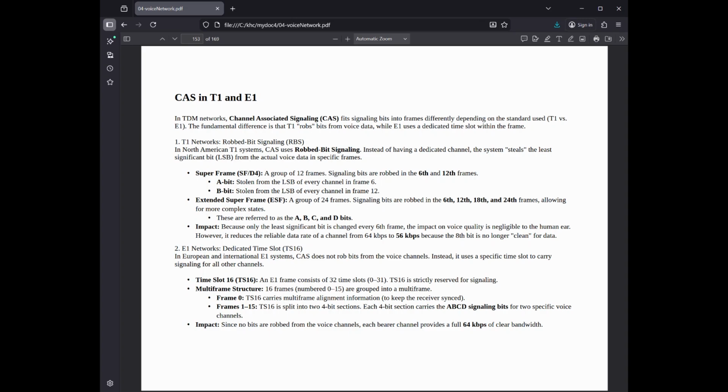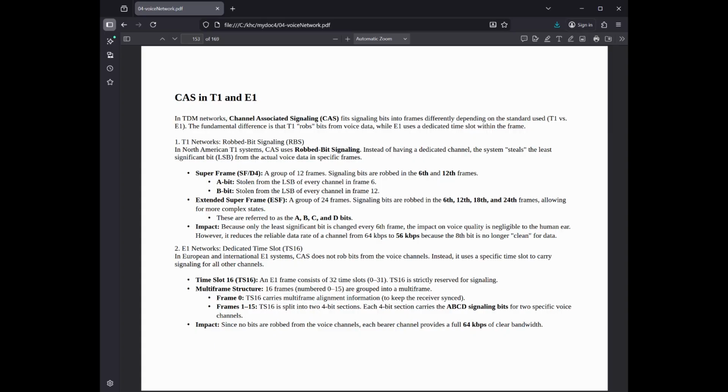Multi-frame structure: 16 frames, numbered 0 to 15, are grouped into a multi-frame. Frame 0, TS16 carries multi-frame alignment information, to keep the receiver synced. Frames 1 to 15, TS16 is split into two 4-bit sections. Each 4-bit section carries the ABCD signaling bits for two specific voice channels. Impact: since no bits are robbed from the voice channels, each bearer channel provides a full 64 kbps of clear bandwidth.